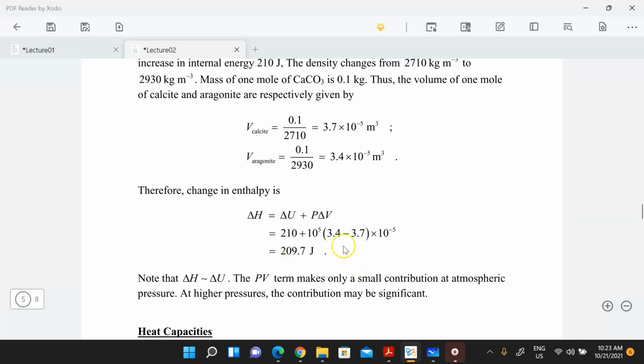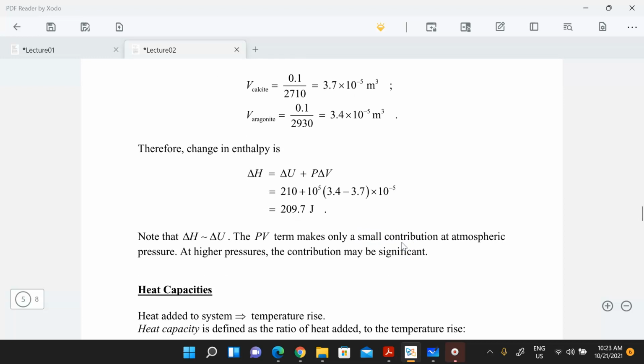So in other words, your PV in this particular case is only making a very small contribution, which is about negative 0.3 times 10 to the minus 5. No, minus 0.3, sorry. Okay. So people have studied that this is at atmospheric pressure. Now people are actually studying how it behaves at higher pressures. And at higher pressures, the contribution of this change in enthalpy can actually be bigger. Okay, so that means you can actually produce more heat from that.